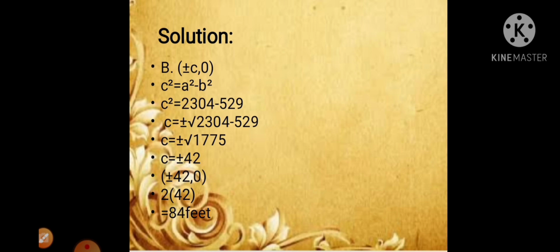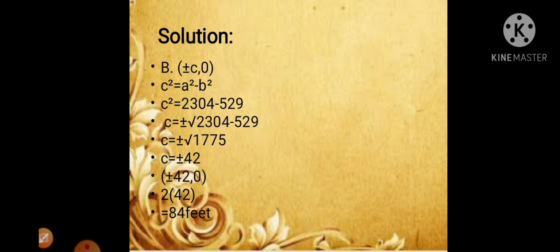Then take the square root of both sides. So, c equals positive and negative square root of 2,304 minus 529. You may subtract now, so c equals positive and negative square root of 1,775. Then after that, round to the nearest whole number. So, c equals positive and negative 42.